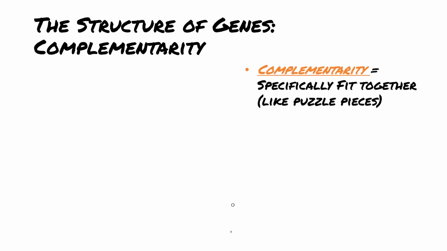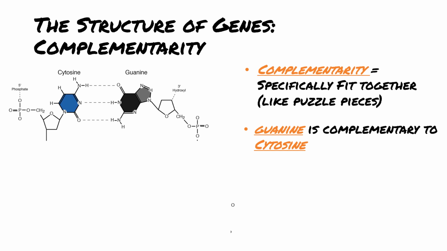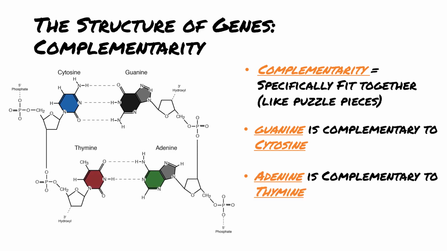As we continue discussing the structure of genes, an important principle for us to talk about is going to be the principle of complementarity. Now that might seem like an intimidating term, but in reality it's pretty simple. Essentially it describes when two things fit together, kind of like puzzle pieces. When we look at our nucleotides, we can see that guanine is complementary to cytosine and adenine is complementary to thymine. And all that really means is that guanine matches very well to cytosine and adenine matches very well to thymine.